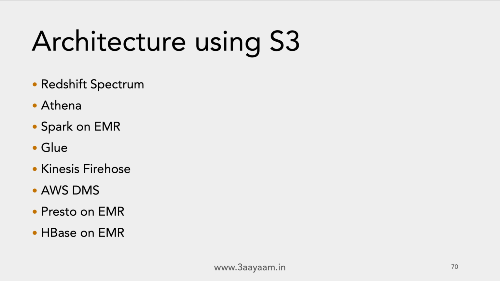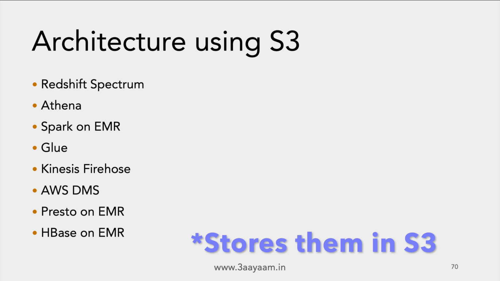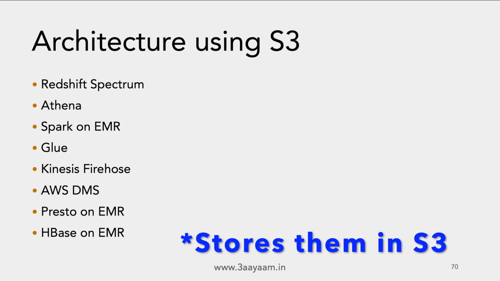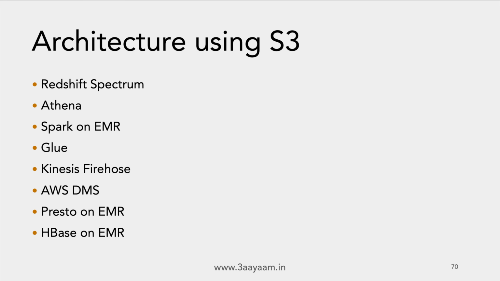Same is the case with Redshift Spectrum, which reads data from S3 objects or files or folders. And if we are running a distributed processing framework like Spark on EMR, we can mention S3 as the data source because S3 is again a replacement of HDFS for Spark. Glue is also a managed service for Spark. Then you have Kinesis Firehose, which gets data from Kinesis data streams and then stores them in S3. Same is the case with AWS DMS. And we can run Presto on EMR also, which can read data from S3.